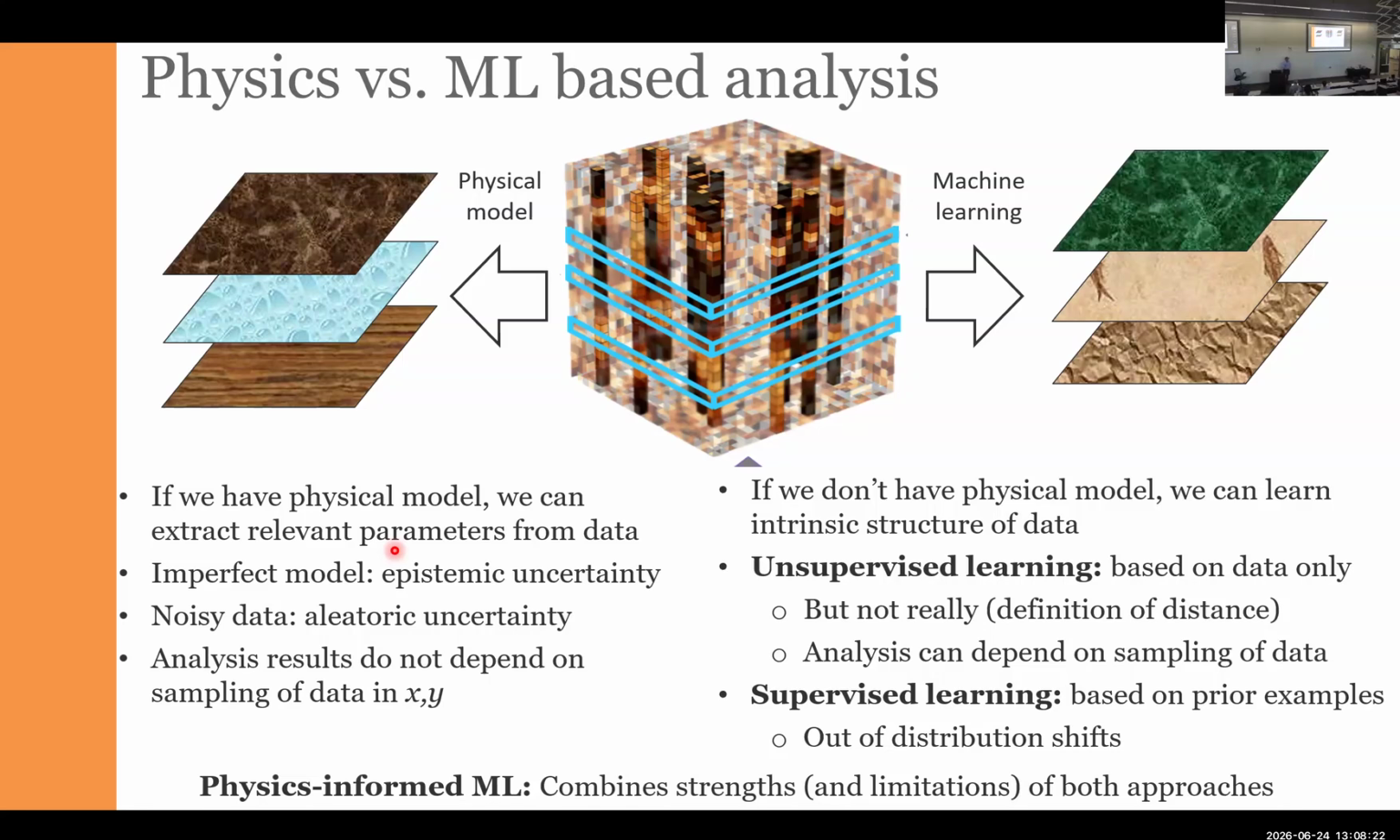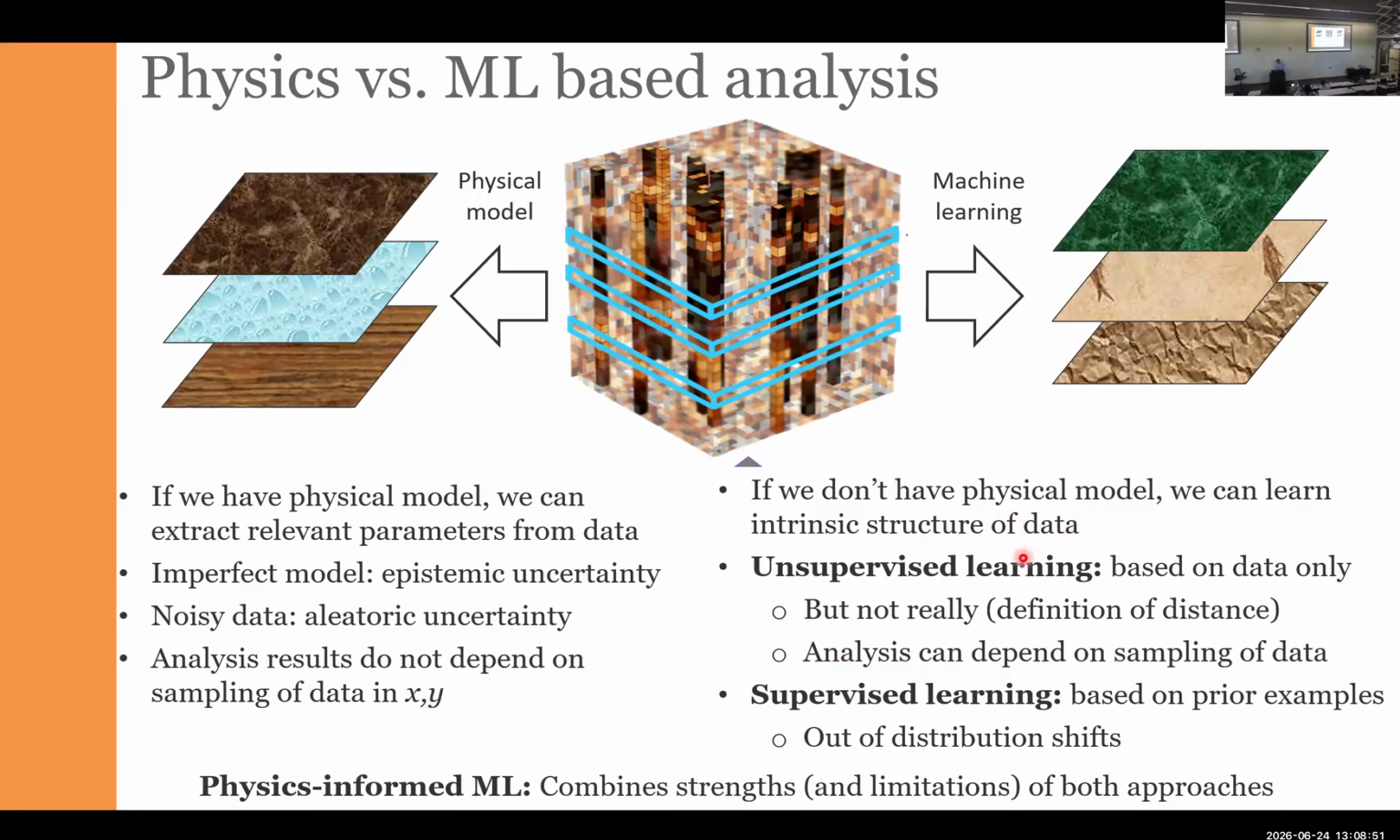This is called the epistemic uncertainty. If our model doesn't fit the data generation process, that's called the epistemic issue. Our data can also be noisy, and that brings the aleatoric uncertainty. The good thing is that our analysis results generally don't really depend on the sampling of data in the XY. The physical models work as they are. They don't care about how much different behaviors are present in the XY plane.